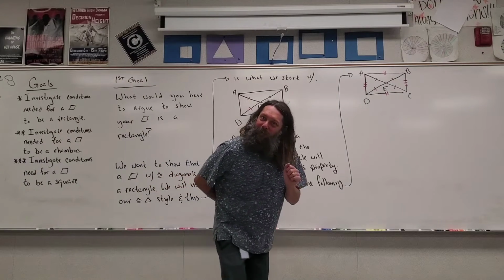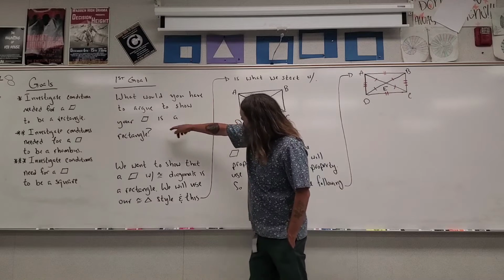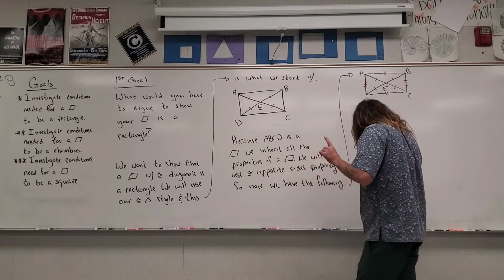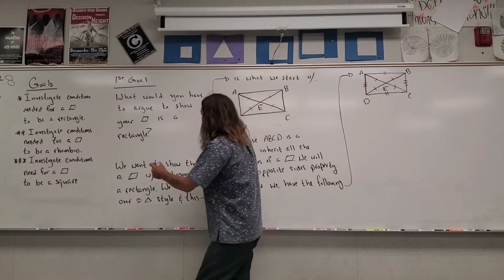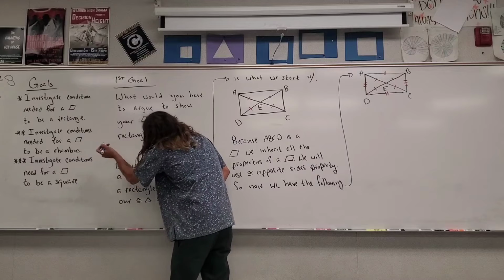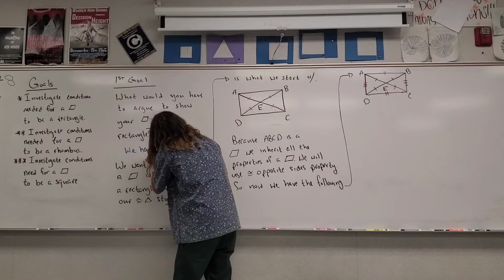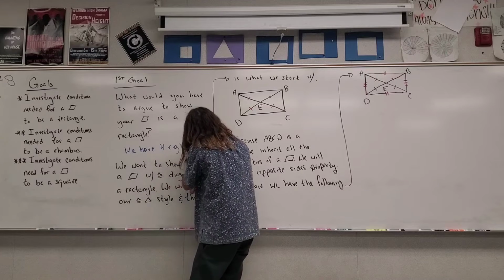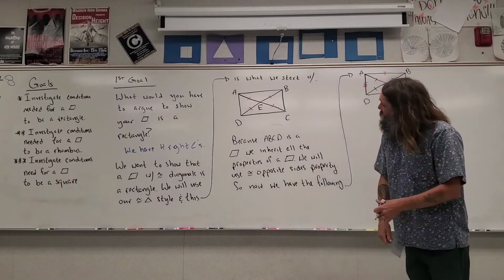I'm back, so hopefully you took some time to figure out what you would have to argue to show your parallelogram is a rectangle. And what you would have to argue is that it has all right angles. All the angles are right angles. So that's what we're going to argue towards.